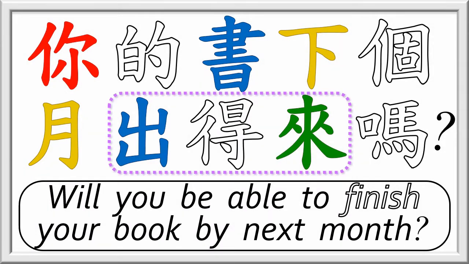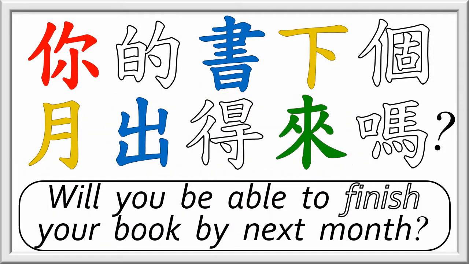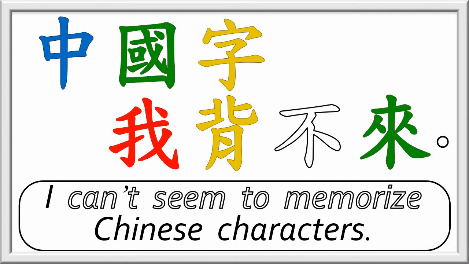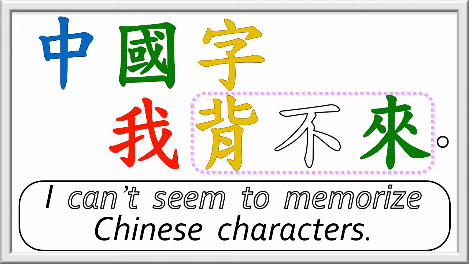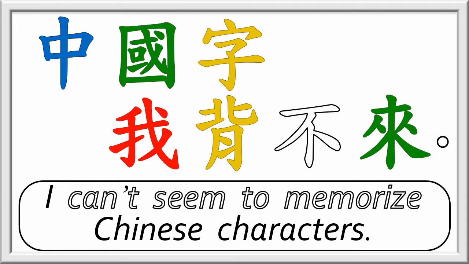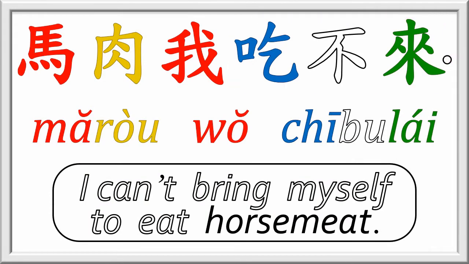你的书下个月出得来吗? Will you be able to finish your book by next month? 出书 means to get a book out, to publish it. 中国字我背不来。 I can't seem to memorize Chinese characters. Adding 不来 often indicates that it just doesn't come naturally to me. 马肉我吃不来。 I can't bring myself to eat horse meat.